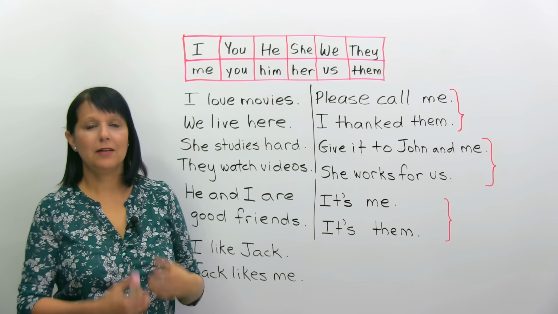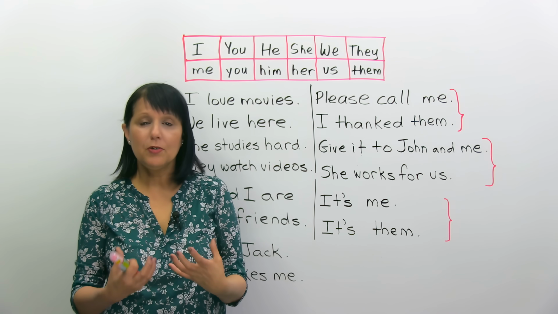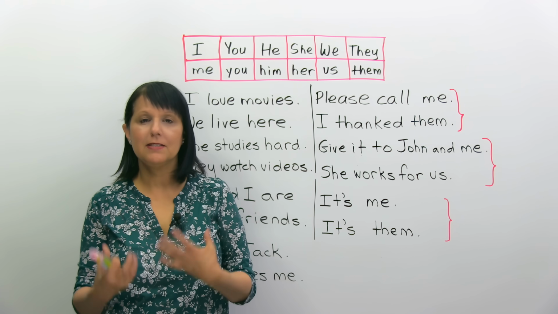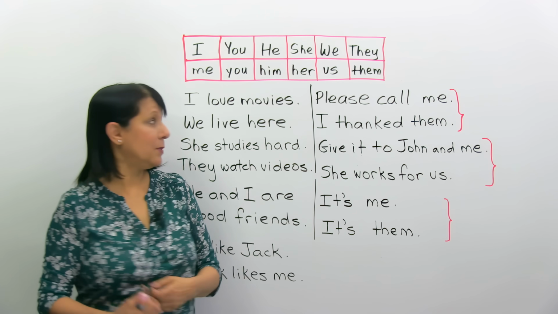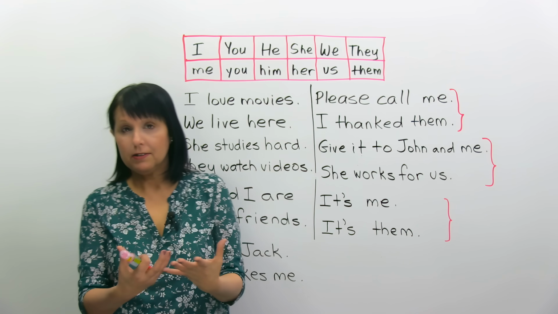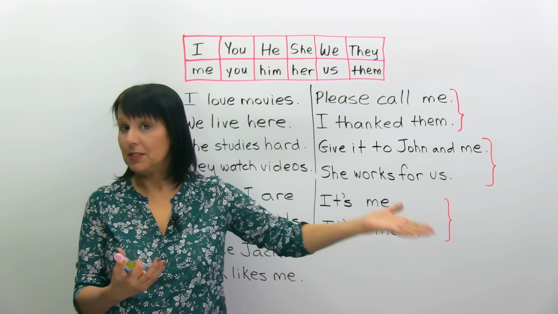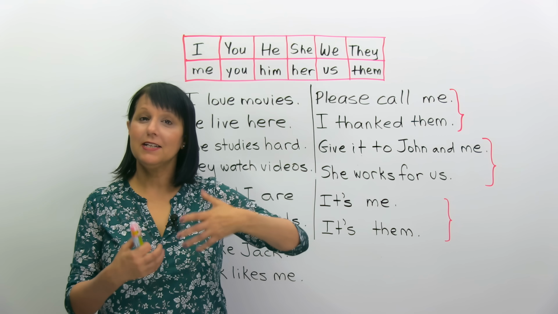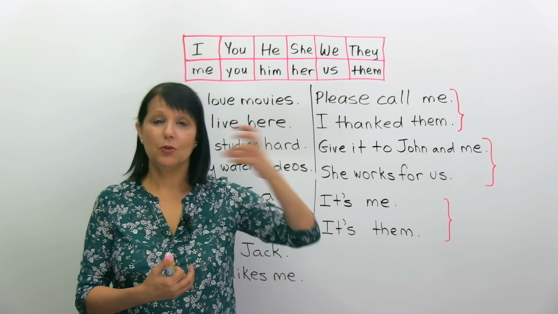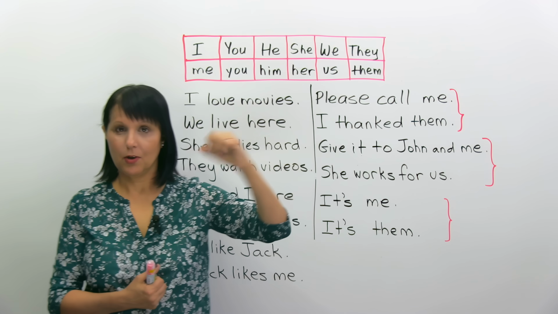All right? And what's a pronoun? A pronoun is a word that takes the place of a noun. So for example, I could say John. Okay? John likes me. Or I could say he likes me. So he replaced John. All right?